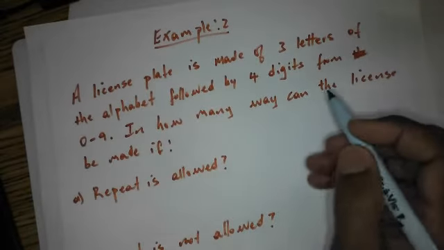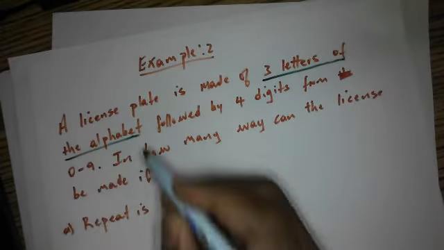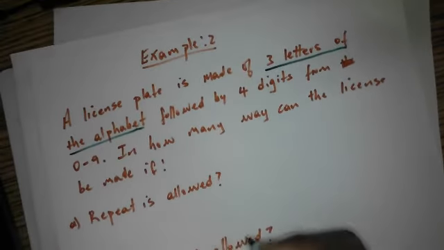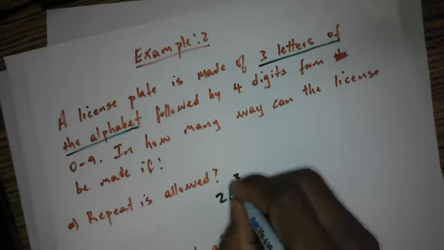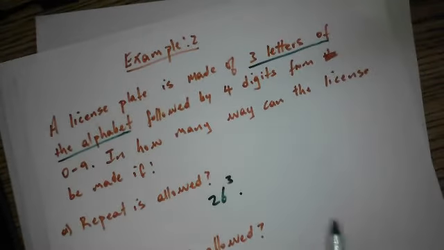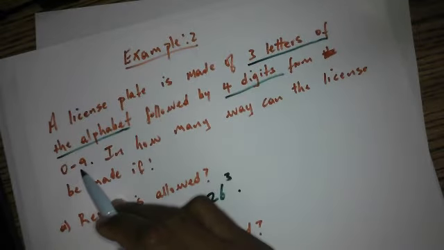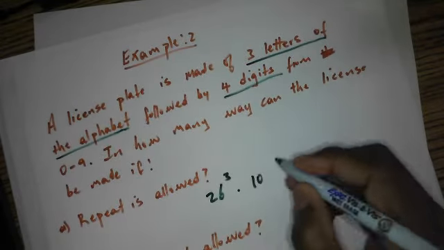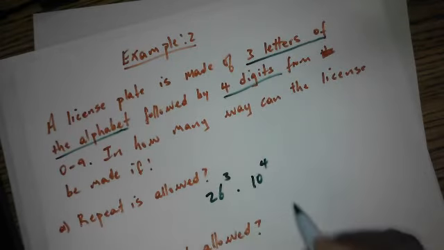So we're looking at 3 letters from the alphabet. How many letters are in the alphabet? We have 26 letters in the alphabet, so that would be 26 raised to the 3 times, and it says 4 digits from 0 to 9. So 0 to 9, that would be 10 digits. So that would be 10 raised to the 4. Okay, and this is your solution.